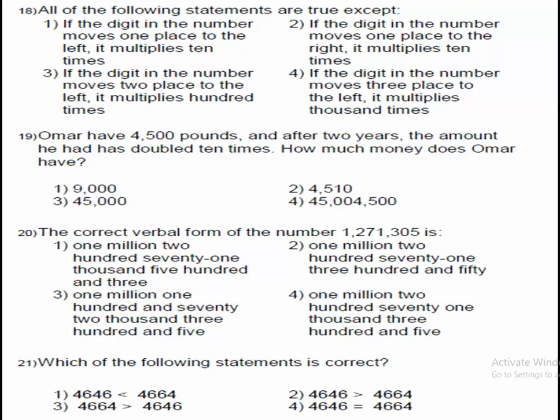All of the following statements are true except: if the digit in the number moves one place to the left, it is multiplied by 10. Okay, no, it's right. Okay, the right answer is: if the digit in the number moves one place to the right, it is multiplied by 10. Okay, it's not right.